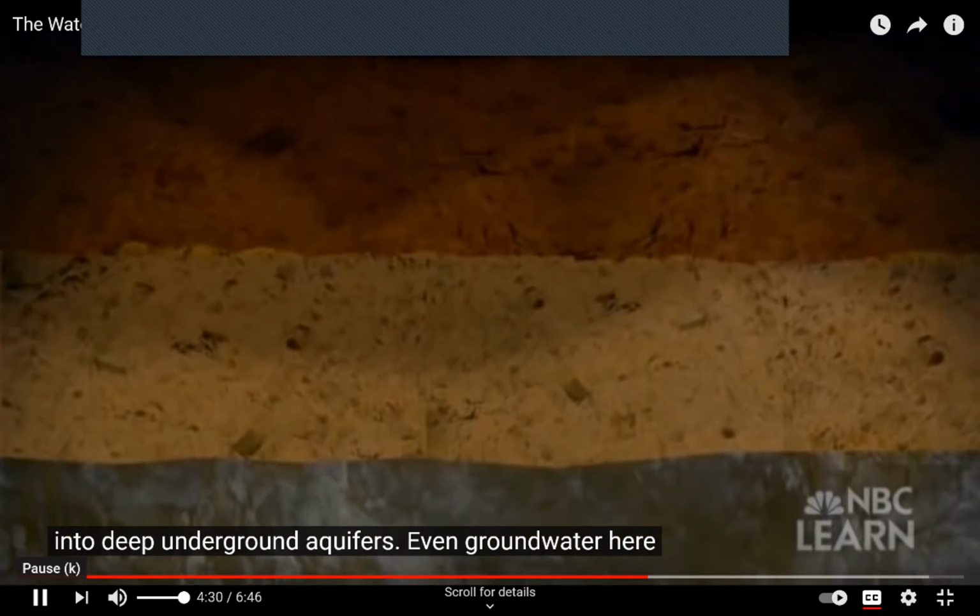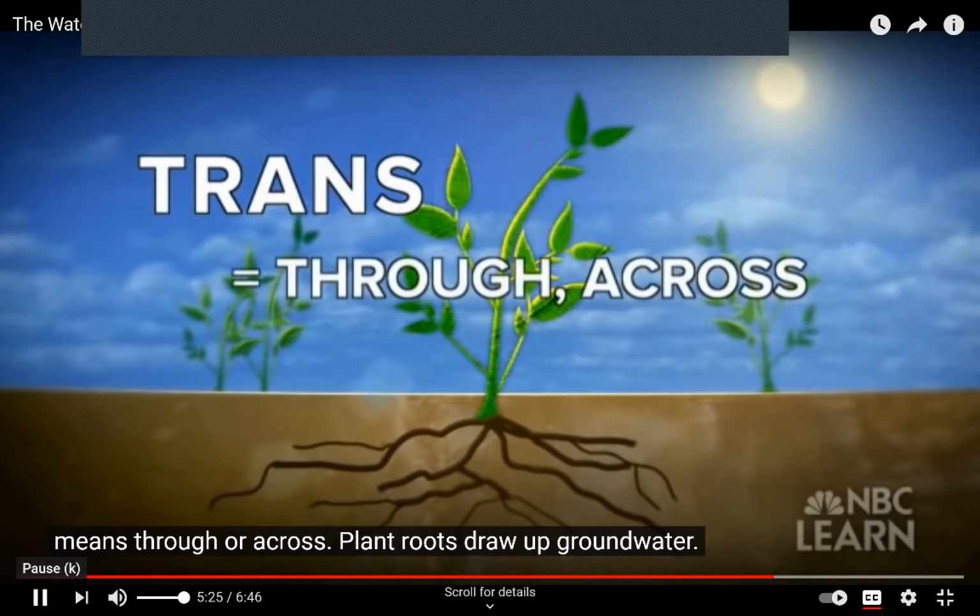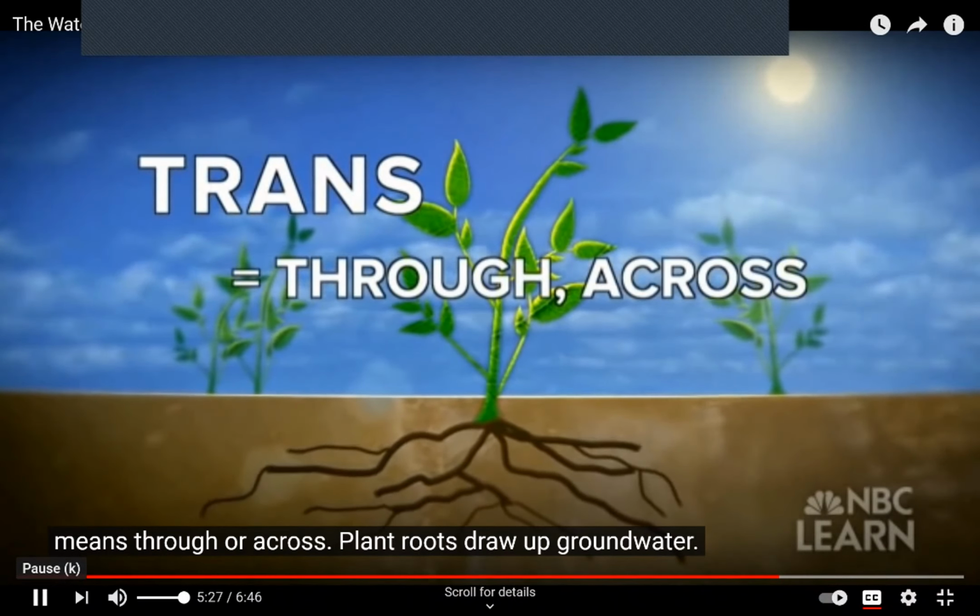Some rain and snow evaporates into the air while falling. Water evaporates through our respiration and perspiration, and from plants through transpiration. Trans means through or across. Plant roots draw up groundwater, and plants pull that water up through their stems into their leaves and then release it back out through evapotranspiration. Evapotranspiration, a spelling bee-worthy term for evaporation from soil and water surfaces, plus transpiration from plants.